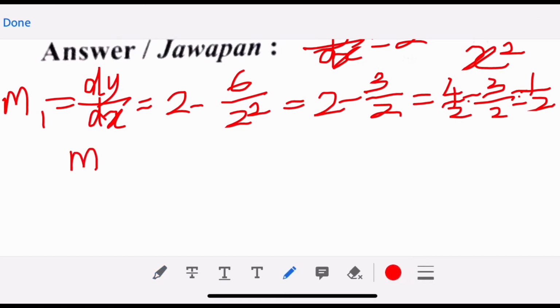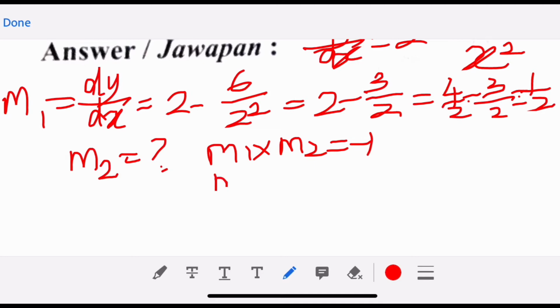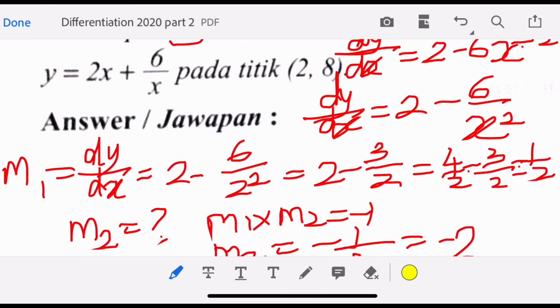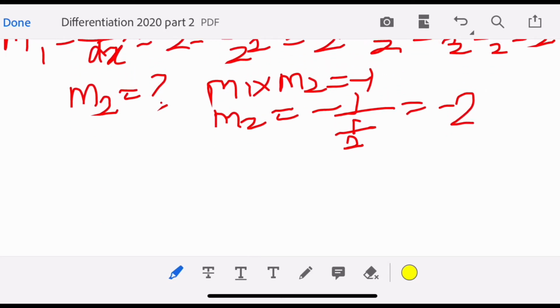So you double check. So your dy/dx is 1 over 2. So then your m2 should be 2 over 1 but negative, right? Because when you want the product of m1 and m2 to be equal to -1, you have to make sure you invert and then you make it negative. So your m2 is actually the gradient of normal, or else you use the formula m1 times m2 equal to -1, then you get -2 also, right? Okay, so now we have the gradient of normal.